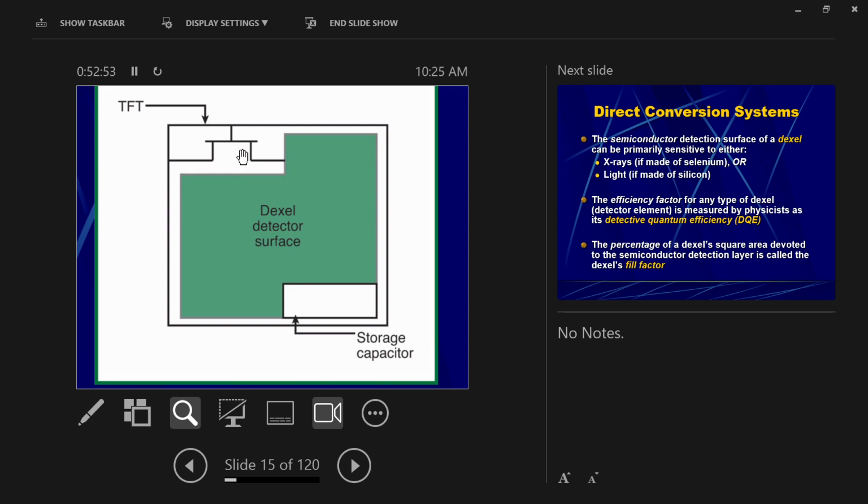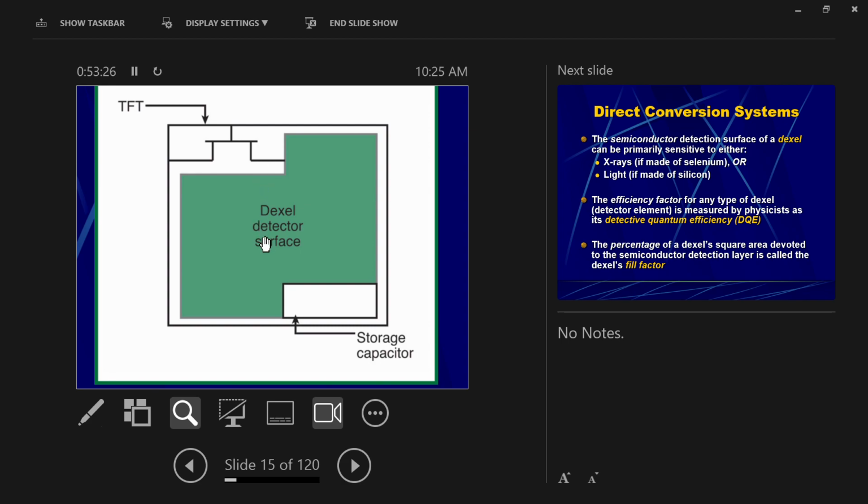The thin film transistor switch is a hardware component. The storage capacitor is also a hardware component, okay? These two components are currently as small as they possibly can be. We don't have technology currently to make these two pieces of hardware smaller, okay? We can make the detector surface as big or as small as we want, but the storage capacitor and thin film transistors are as small as they possibly can be.